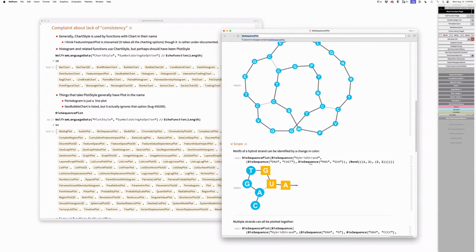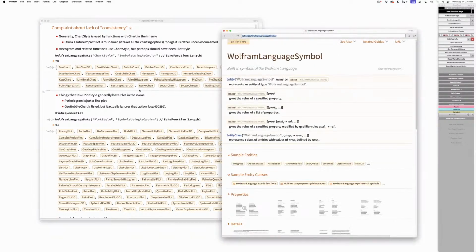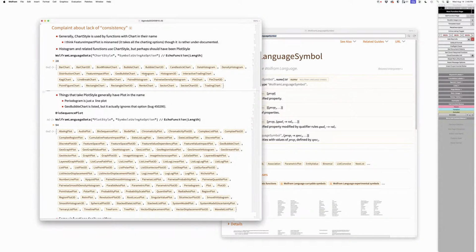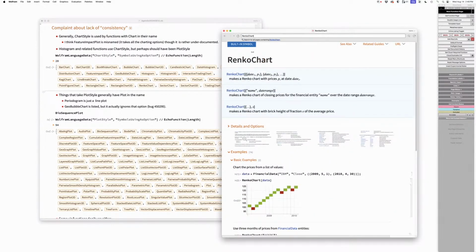Okay. I am so confused. I mean, okay. By the time we've got, you know, what's a Renko chart? It's a financial thing. I know that, but why am I getting? Right, because those are the entities. So it's going to the entity page.